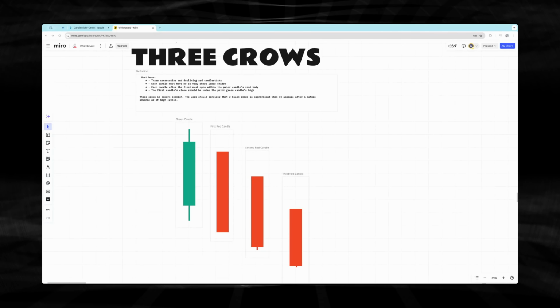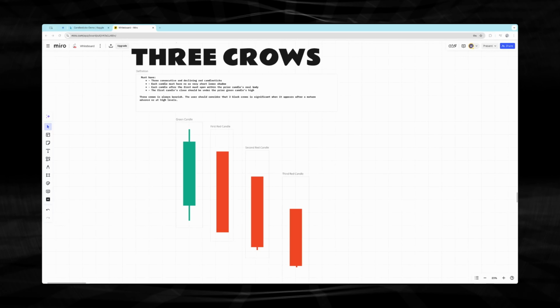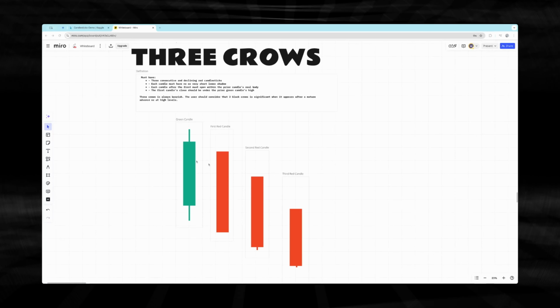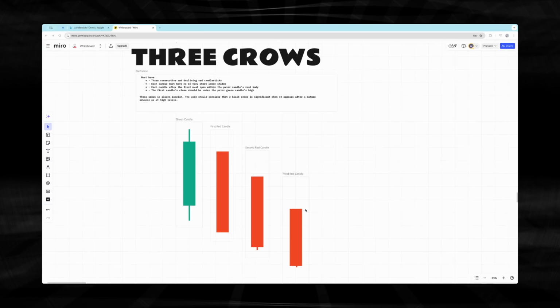Now let's look at the overall trend. From the description, the 3 crows are always bearish and are significant after a long period of the price going up or when the price is already very high. We are looking for instances where we have very high highs, then the 3 crows appear.